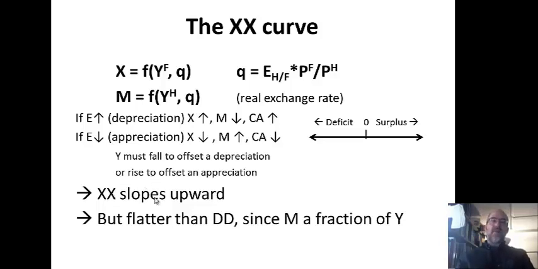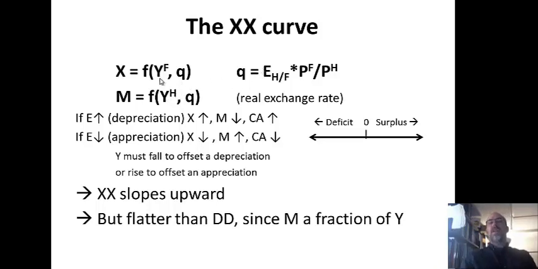Here, we're going to have an upward sloping XX curve. Basically, if you have a weak currency, you are going to export a lot. So as E goes up, your exports are going to go up. How can you balance it? You need to import more. And how do you import more? You need more income. So a weak currency has to be offset by higher income. So up has to balance up.